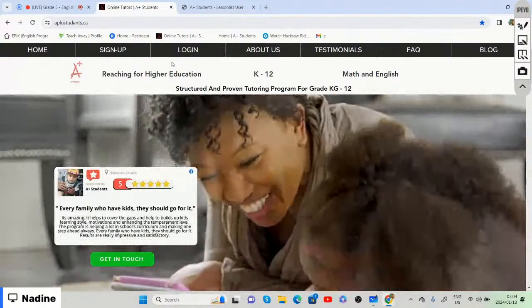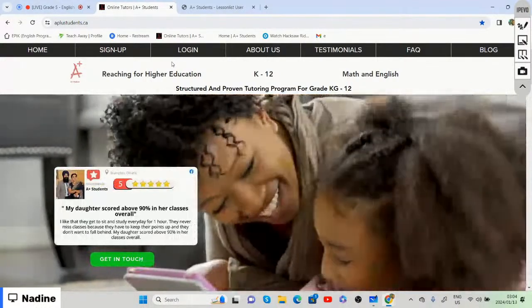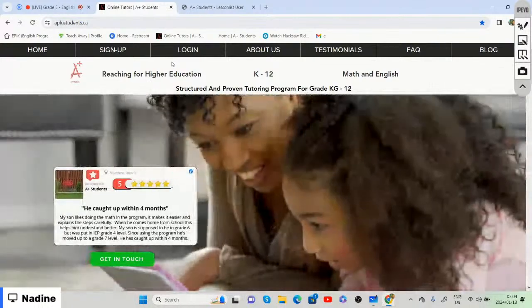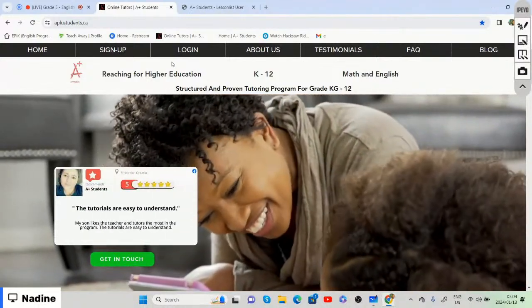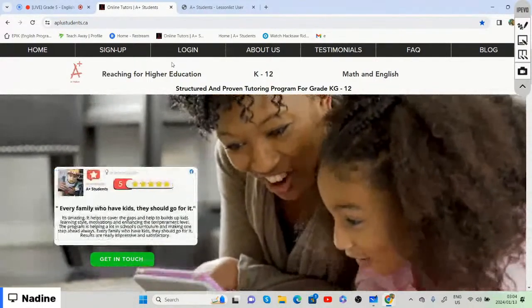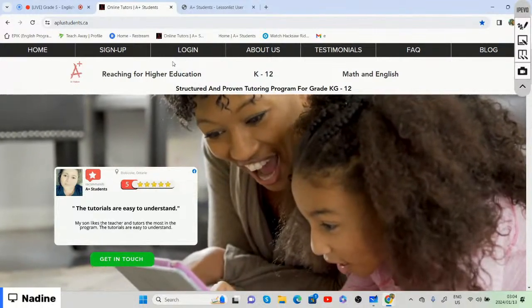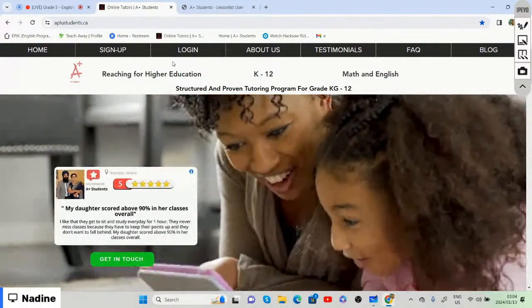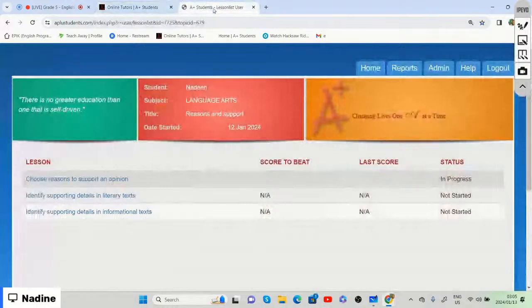aplusstudents.ca. Once you've logged on to aplusstudents.ca, you're going to go to the subject of language arts, grade 5. Once you've selected the subject of language arts, grade 5, and then we're going to scroll down and select the chapter of reasons and support. So our chapter is reasons and support.